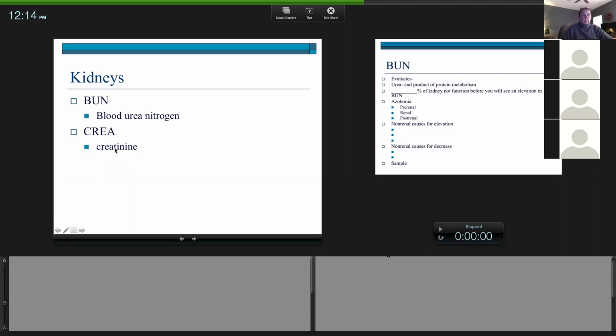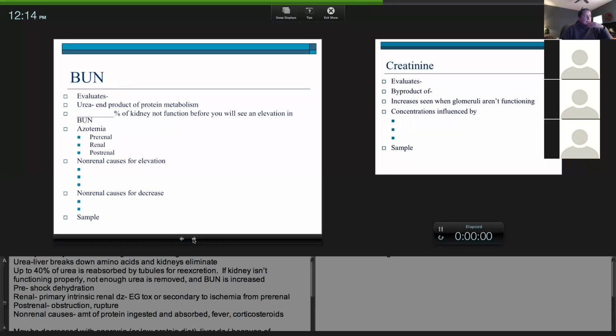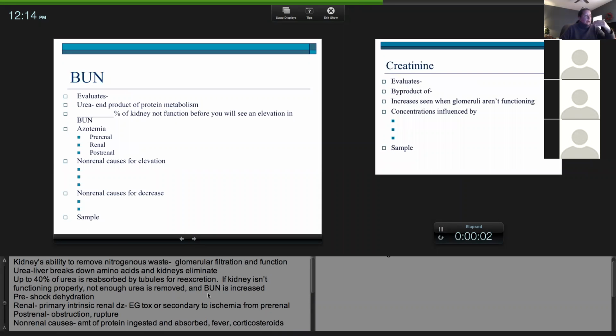Now, the main test when I'm looking at the kidneys is a BUN. If you do what's called a short panel, like a pediatric panel, they'll usually have a BUN. Usually the creatinine is added to a comprehensive profile. So it's kind of like a backup test to the BUN, but your BUN is your primary kidney test. What we're looking at is it evaluates the kidney's ability to remove nitrogenous waste, blood urea nitrogen.